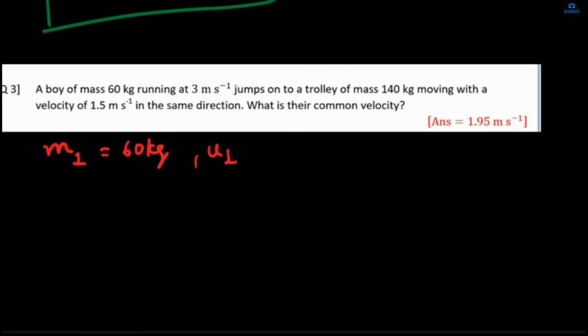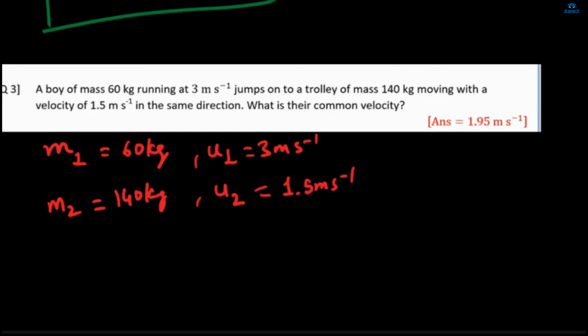So u1 is 3 meter per second, the speed of the boy. He jumps on a trolley of mass 140 kg, moving with a velocity of 1.5 meter per second in the same direction. The trolley is also moving in the same direction. Since we are talking about the second mass, m2, we take the initial velocity u2, which is 1.5 meter per second.